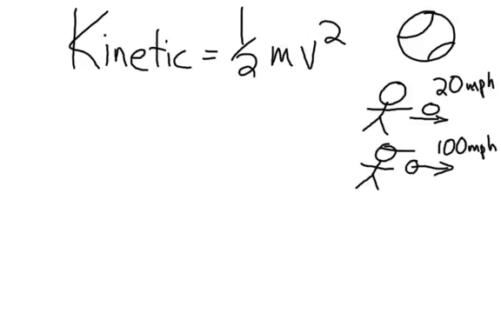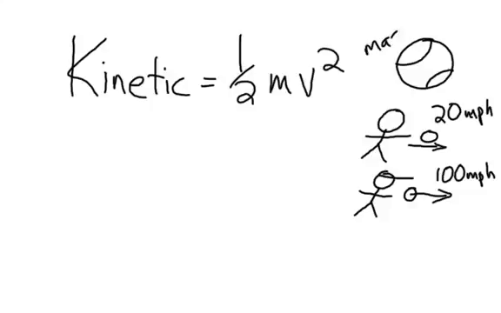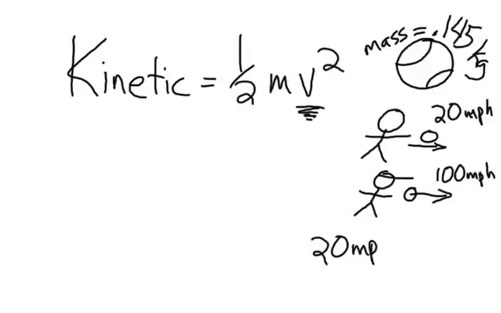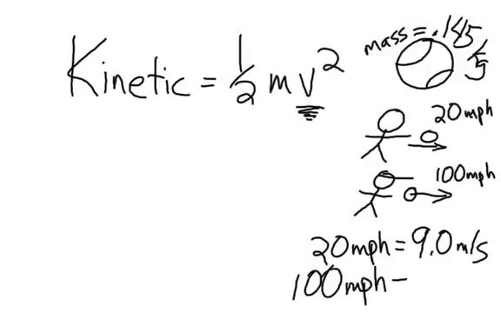First of all, we have to figure out the mass of the baseball. Mass of a baseball is 0.145 kilograms. Since we're doing kinetic energy, the only other value that we need is the speed. If you throw a 20-mile-an-hour pitch, that's roughly 9.0 meters per second. Remember, on all these, we always have to convert it to meters, or meters per second, if it's a velocity. A 100-mile-an-hour pitch, then, is roughly 45 meters per second.